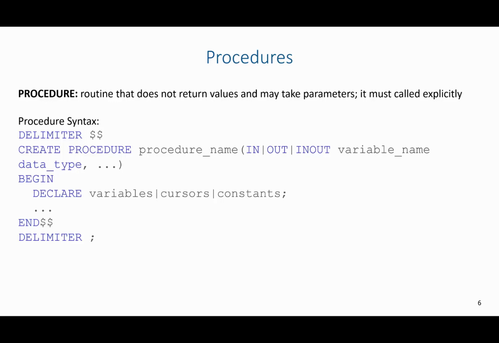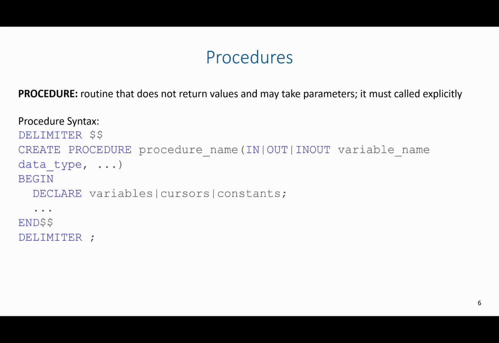In this video, we're going to talk about the first routine in SQL PSM, which is the procedure. A procedure is a routine that does not return values and may take parameters, and it must be called explicitly. So the syntax for a procedure is going to look like this. First, we're going to specify the change in the delimiter, and then last, we're going to reset the delimiter. Then the code between, we're going to say create procedure, and then the name of the procedure.